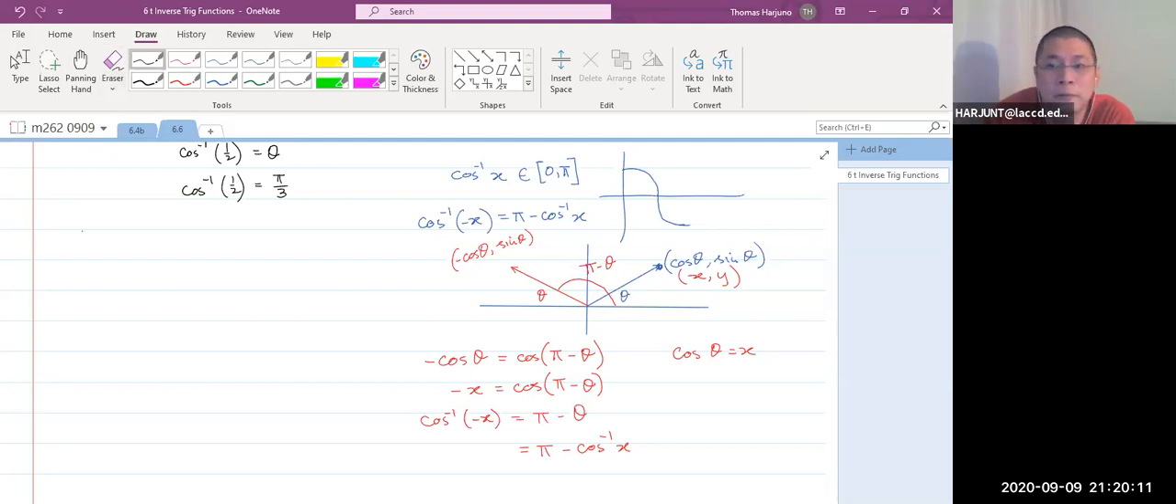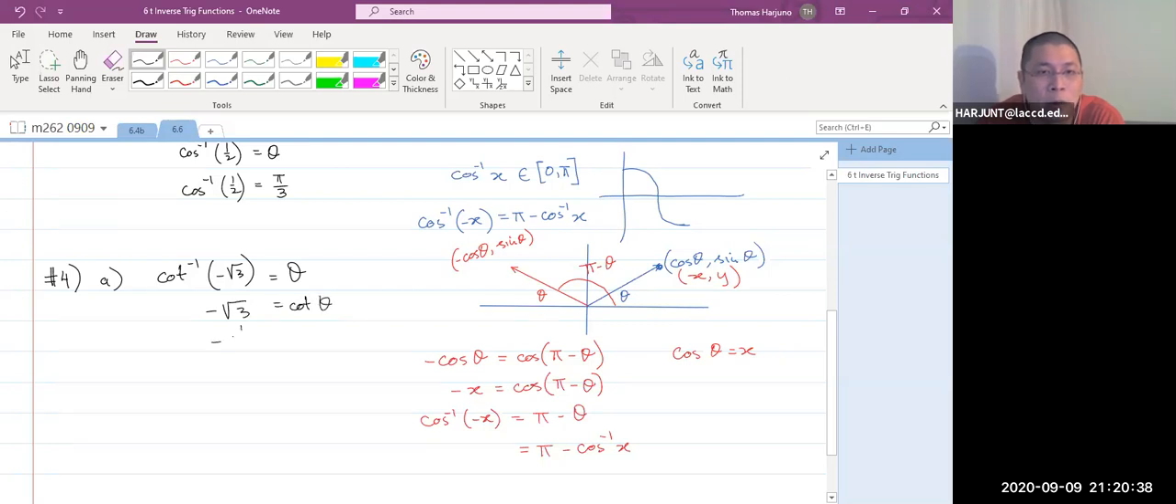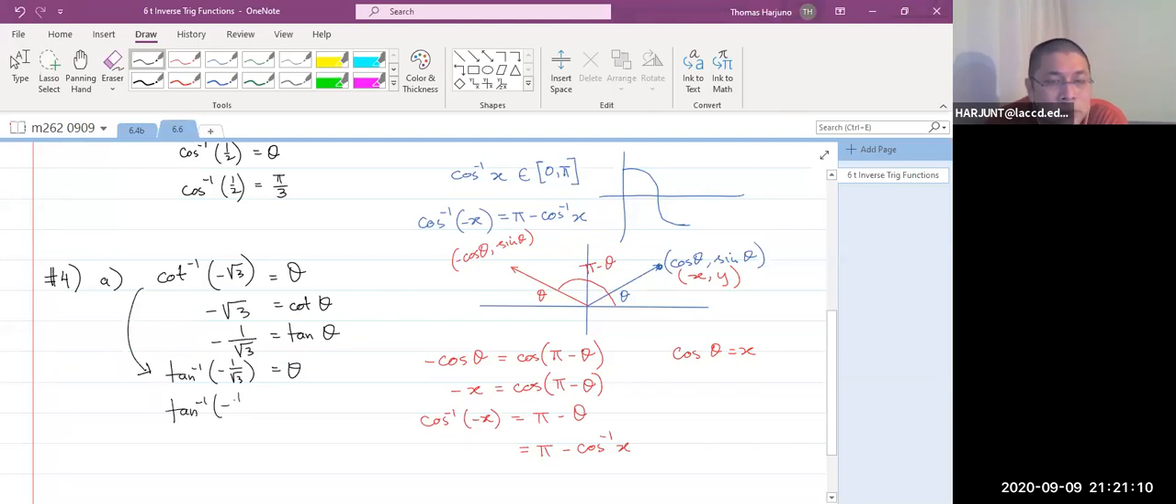Let's try further, number 4. Part A, how about cotangent inverse of negative radical 3? If I call this theta, then negative radical 3 equals cotangent theta. The reciprocal will give me the tangent. So tangent inverse of negative 1 over radical 3. I hope you will later see that you can skip from here to here directly by doing the reciprocal. So theta will be tangent inverse of that, which will be the negative of some angle, negative pi over 6.